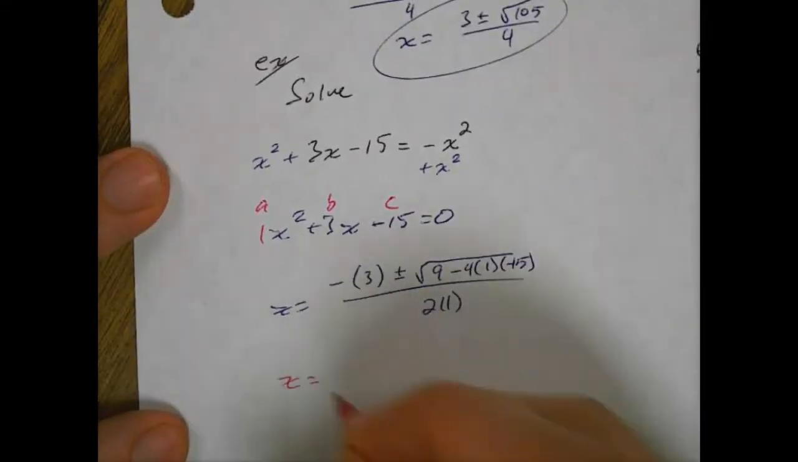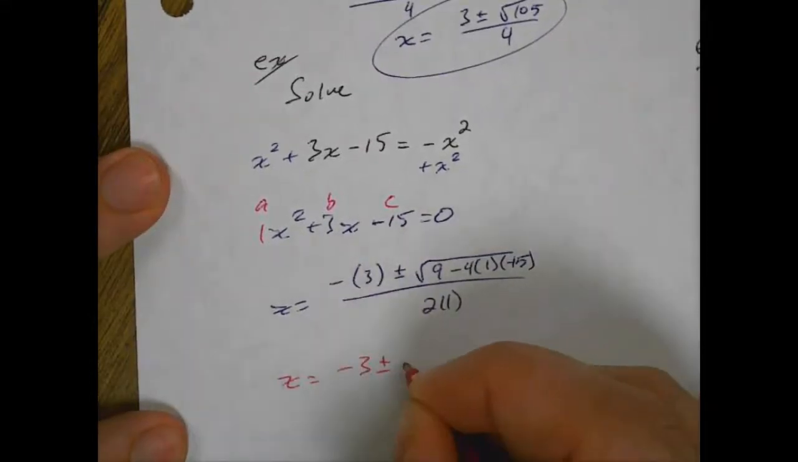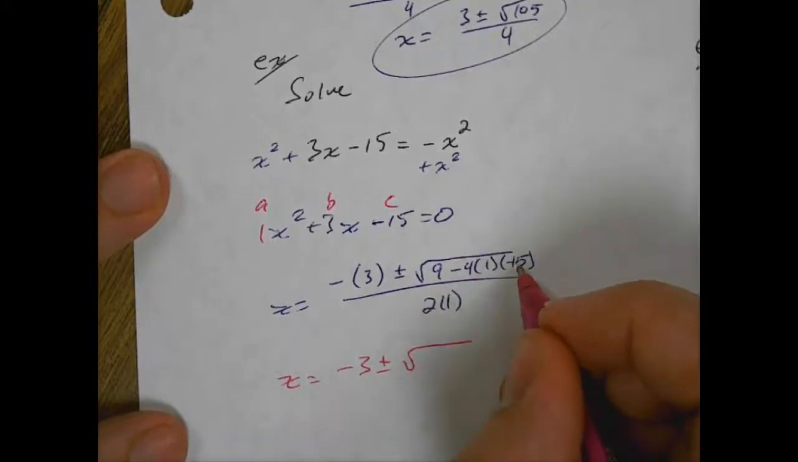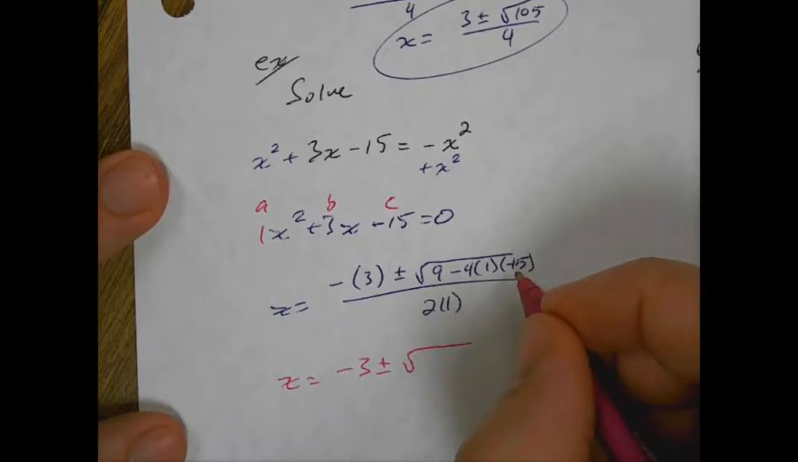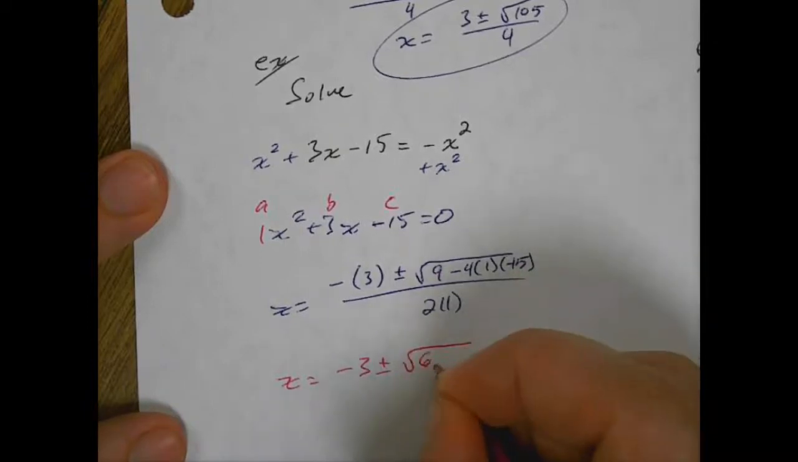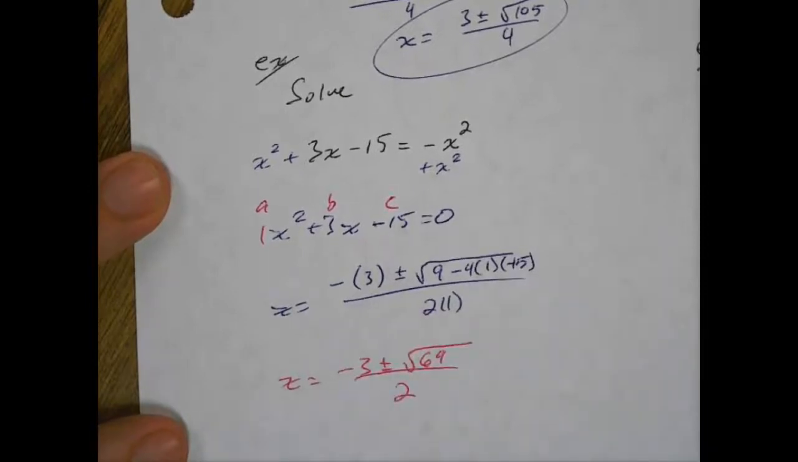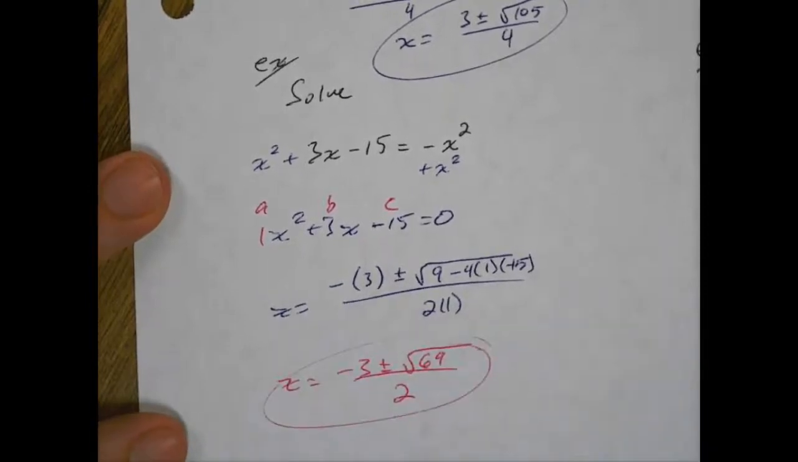So we have x equals negative 3 plus or minus square root. Negative 4 times negative 15 is, what is that, 60 plus 9, all divided by 2. Plus or minus, I wrote over my minus. All right, you can leave your answer like that.